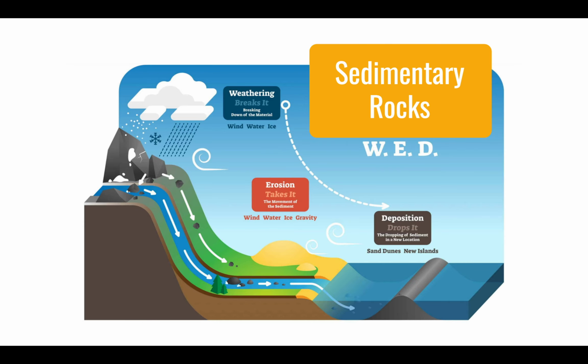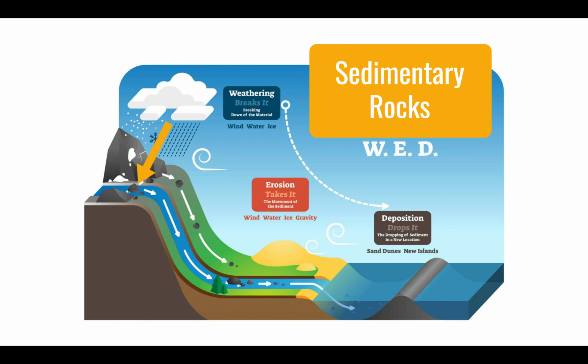The second type of rock we will discuss is sedimentary rocks. They form from sediment that accumulates on the Earth's surface. The first step to forming a sedimentary rock is weathering. Weathering is the breaking down of rocks into fragments. These rocks can be igneous, metamorphic, or even other sedimentary rocks.